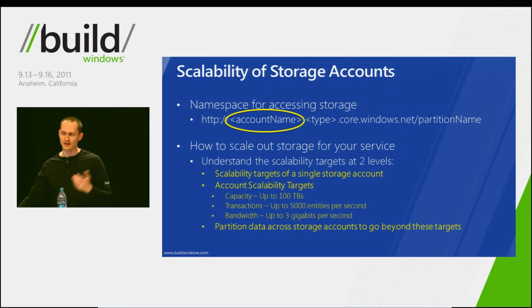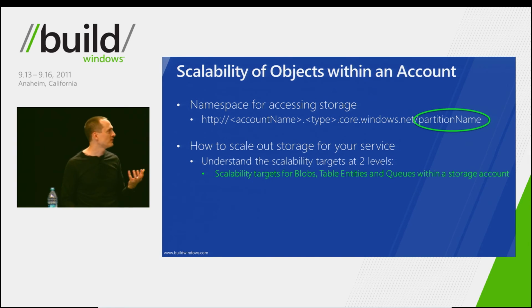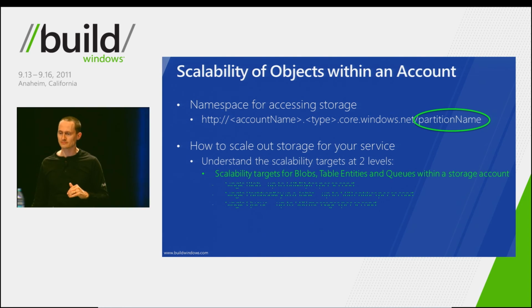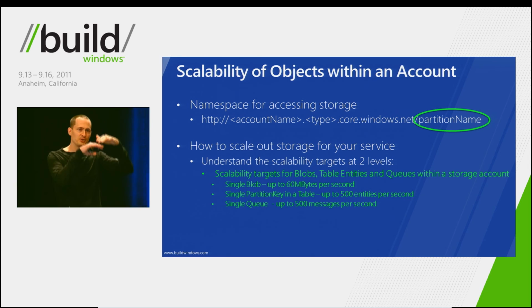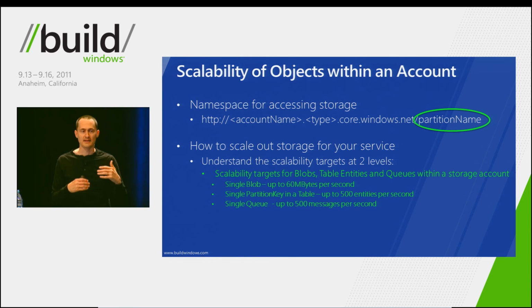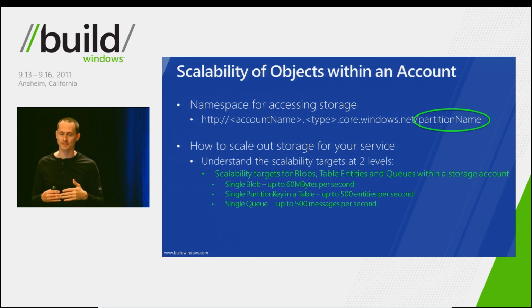Then within an account, it's very important to know what is the scalability of the data structures we have for blobs, tables, and queues. And this is related to the indexing I showed earlier. So we can actually partition that blob index that I showed down to a single blob, to where we can actually have a given server just serve a single blob. And the scalable throughput that you can actually get for a single blob is up to 60 megabytes per second.